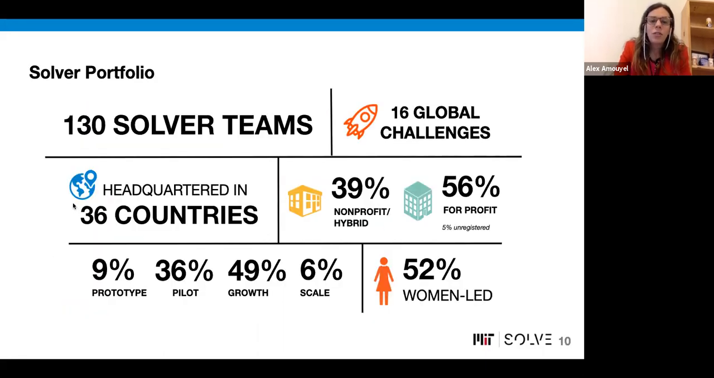This is just an overview of our current portfolio. This doesn't take into account these new challenges because they're currently open for application. So 130 solver teams from 36 countries. The majority of them are for-profit social entrepreneurs, with still a good amount of nonprofits and hybrids. Most of them are in the pilot and growth phase, and it's balanced, or a very small majority are women-led. Next slide, please.